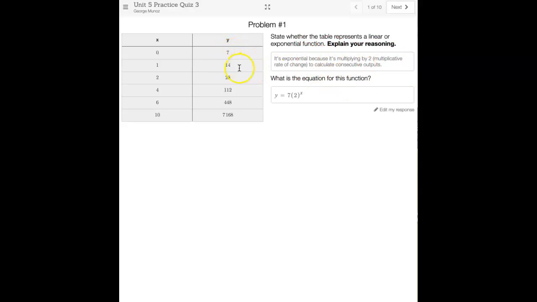Times 2 is my rate of change, and then my equation for an exponential is y equals a times b to the x power, where a needs to be the initial value, which is here at x is 0. Right, where the input is 0, the output is the initial value, so 7 is the initial value, and again 2 is the rate of change.